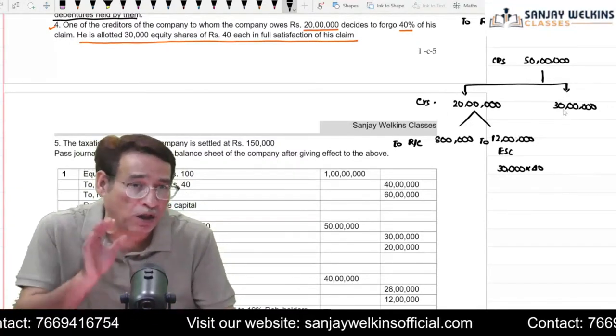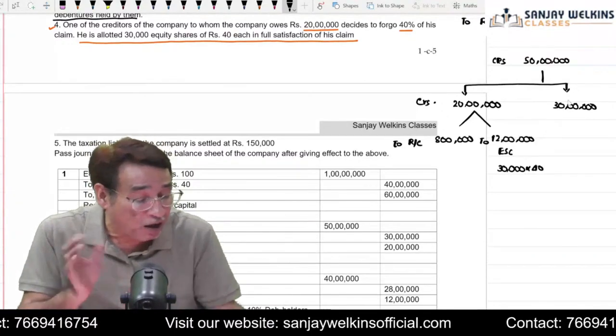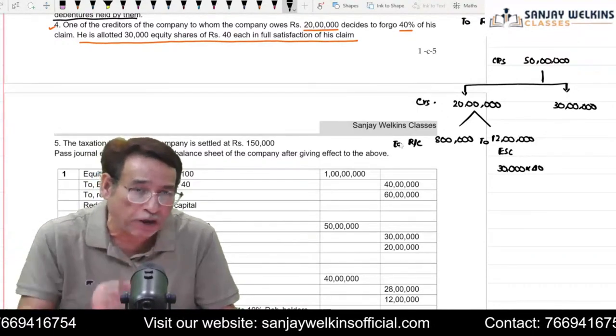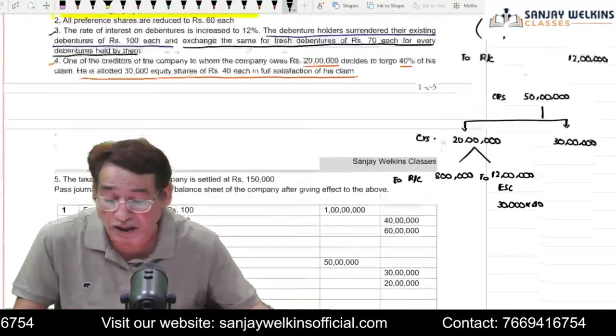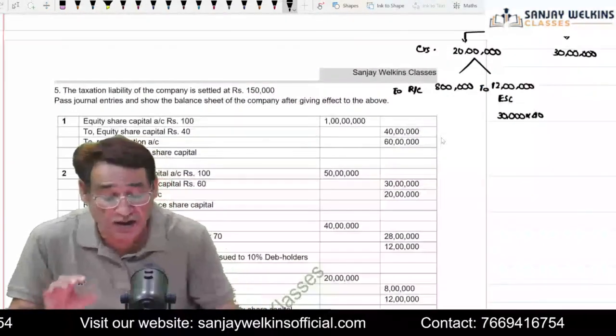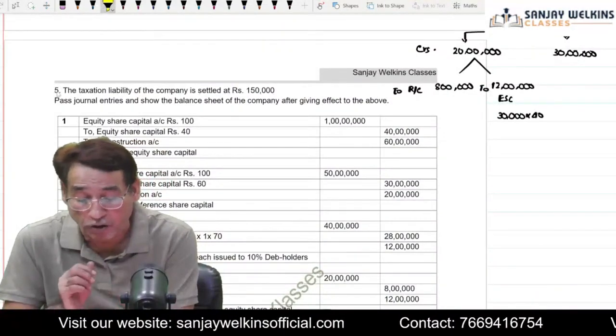Now, creditors worth 30 lakh will appear in the balance sheet. Equity share capital will move up by 12 lakh. And our reconstruction account will also move up by rupees 8 lakh. So these are the entries. There is another important entry in this particular question.